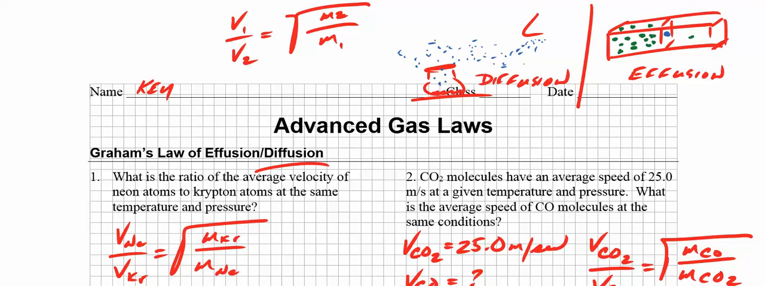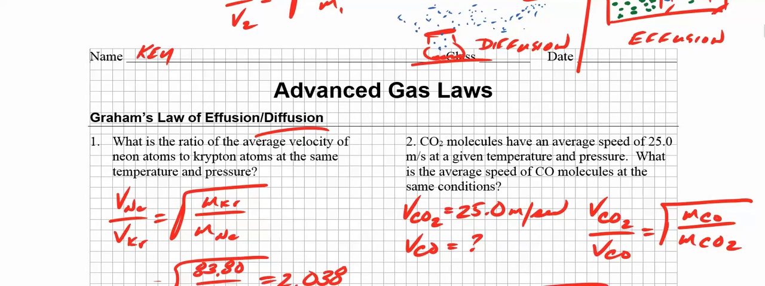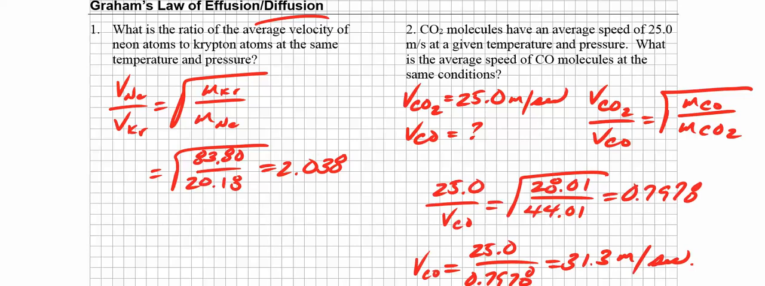In other words, the heavier the particles, the slower they move, and vice versa. The smaller the particles, the faster they're going to move, right? So let's put this Graham's law of diffusion to the test. Let's look at number 1. Number 1 says, what is the ratio of the average velocity of neon atoms to krypton atoms at the same temperature and pressure? So we're looking at two different types of atoms here, neon and krypton. All right, those are the two gases.